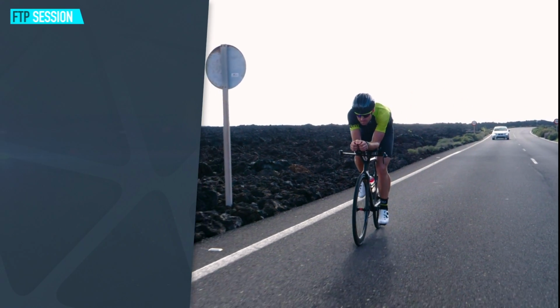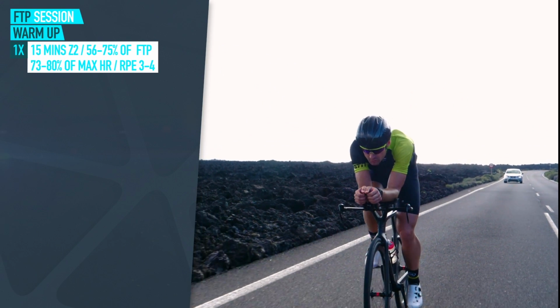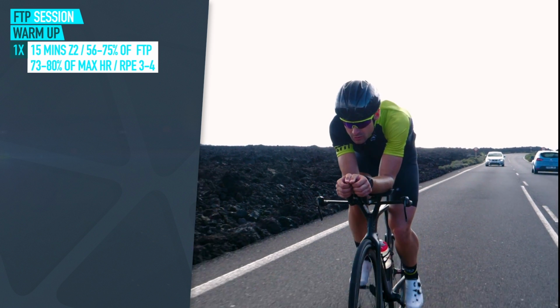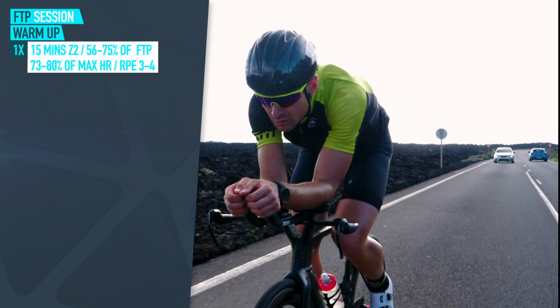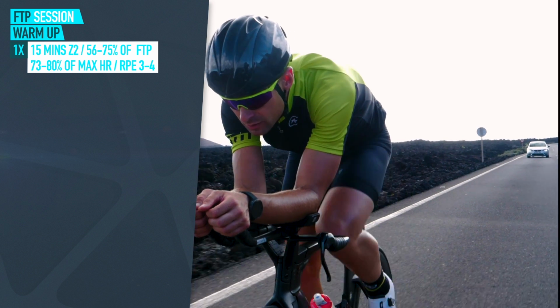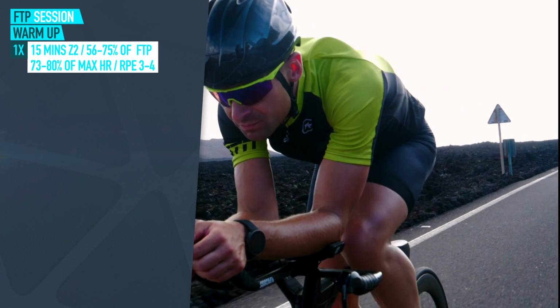So we're going to start all of our workouts with a warm-up of 15 minutes at zone 2, which is 56 to 75% of your FTP, 73 to 80% of your maximum heart rate, and an RPE of 3 to 4 out of 10. But of course, do feel free to extend this out over a longer period of time.